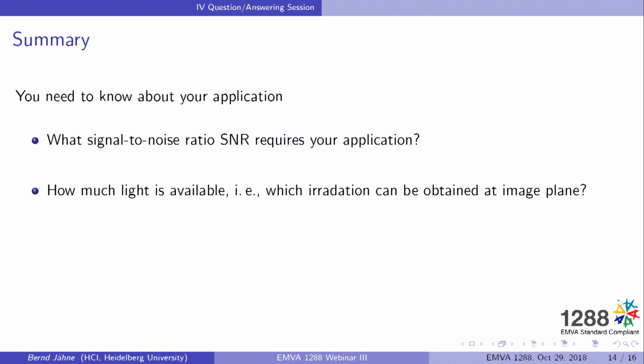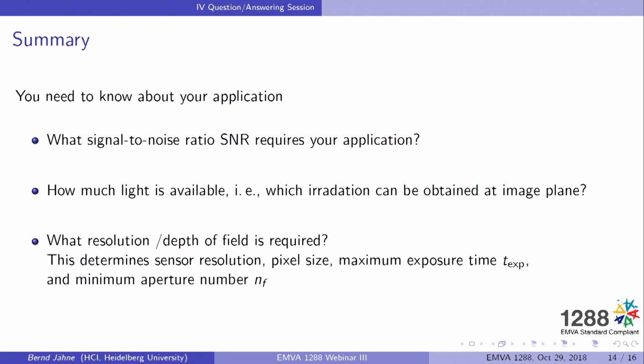Second, how much light is available. Or that means which irradiation can be obtained at an image plane. Again, you can compare that then, and this we will do in the next webinar. What kind of saturation irradiation a sensor has, and what is actually the threshold, where the absolute sensitivity threshold, is the minimum irradiation you can detect with a certain image sensor.